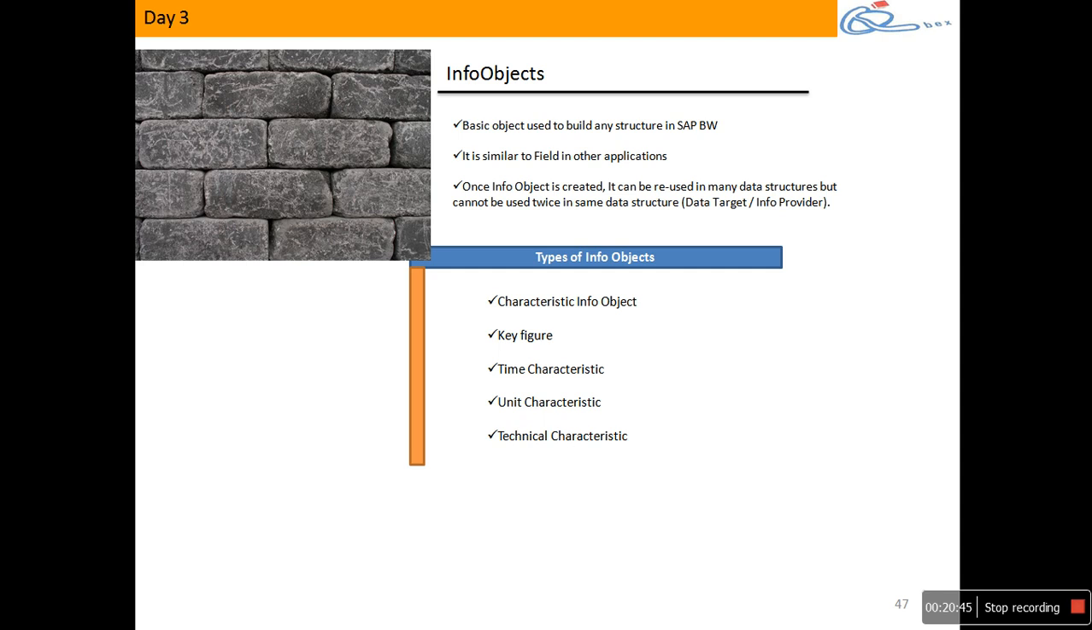Let's say I want a field like document currency. This is holding in which currency this transaction was posted. INR, USD, Euro, Yen, such currencies are there. Such a column we call a unit characteristic.